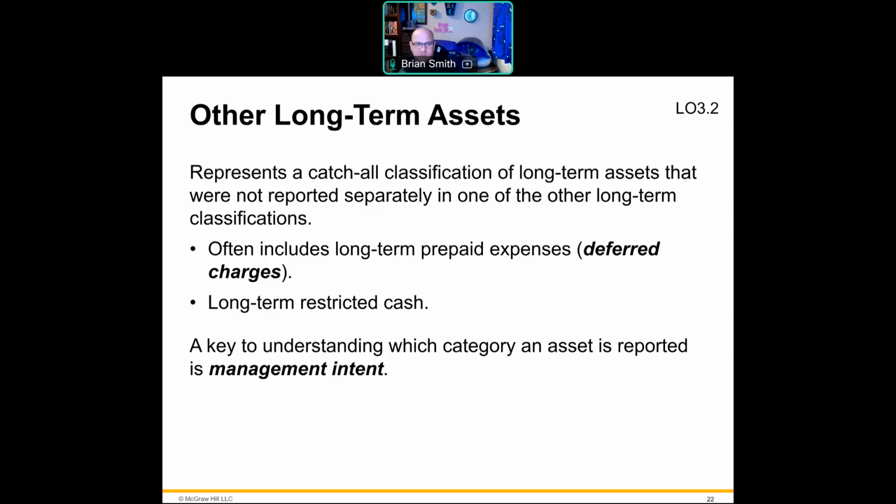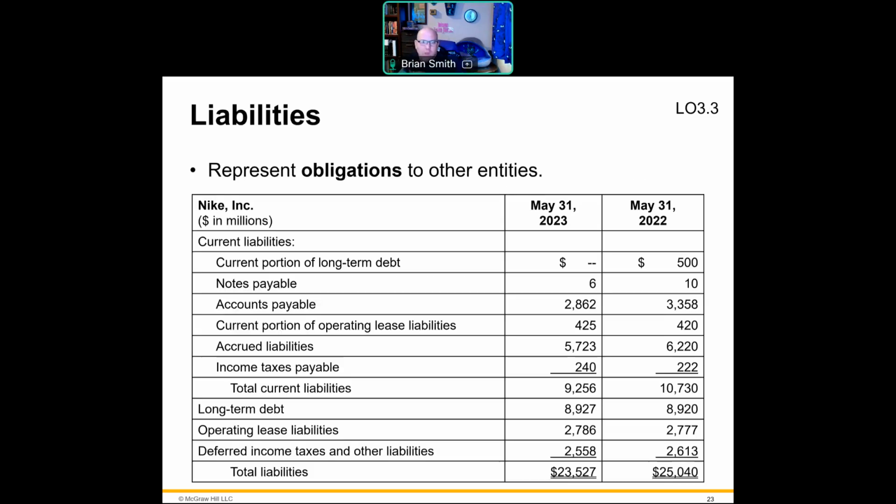Other long-term assets could be just anything. It's a catch-all. We just throw in whatever's left.